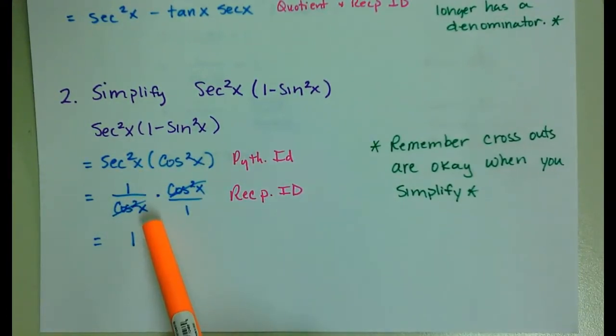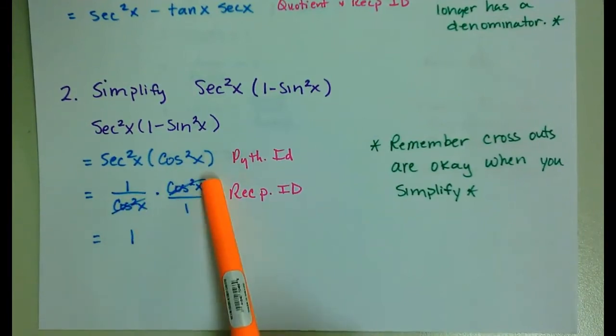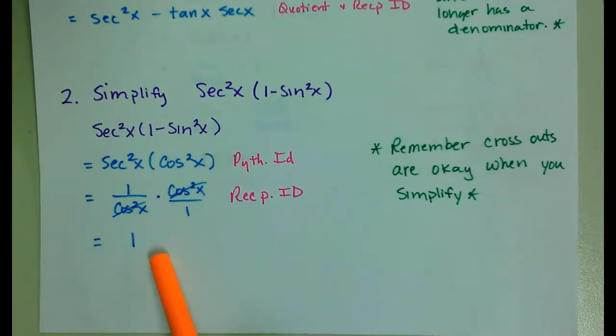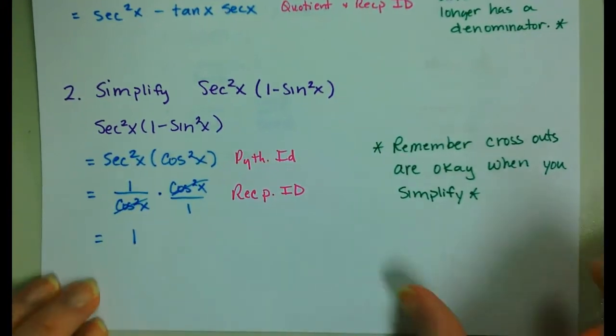Because I'm simplifying, mark-outs are okay. So I got rid of my cosine squared x. I don't have to show that it's 1 when I'm simplifying. And so that leaves me with an answer of 1. So remember, you can cross out things like this when you're simplifying, where you cannot when you're doing a proof.